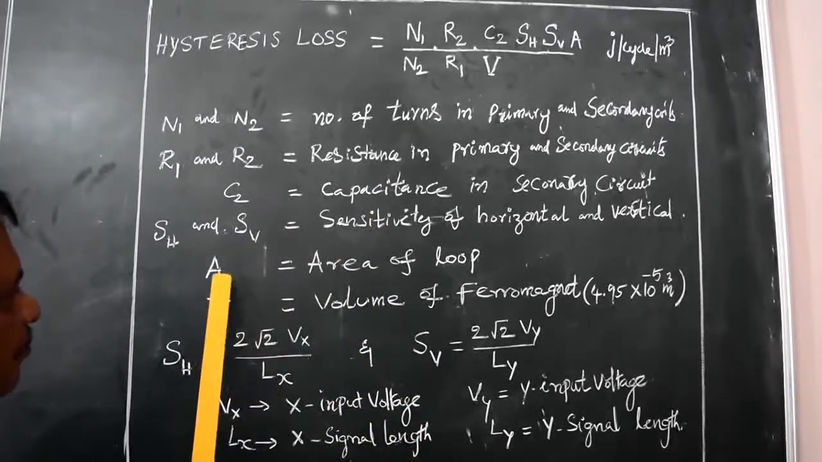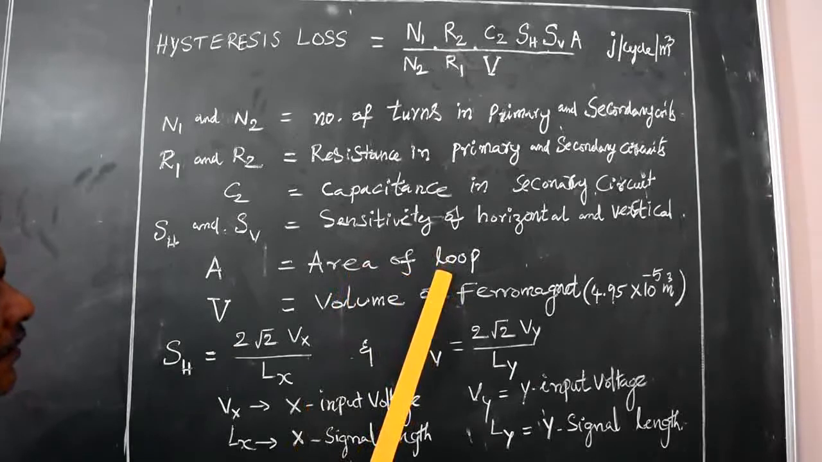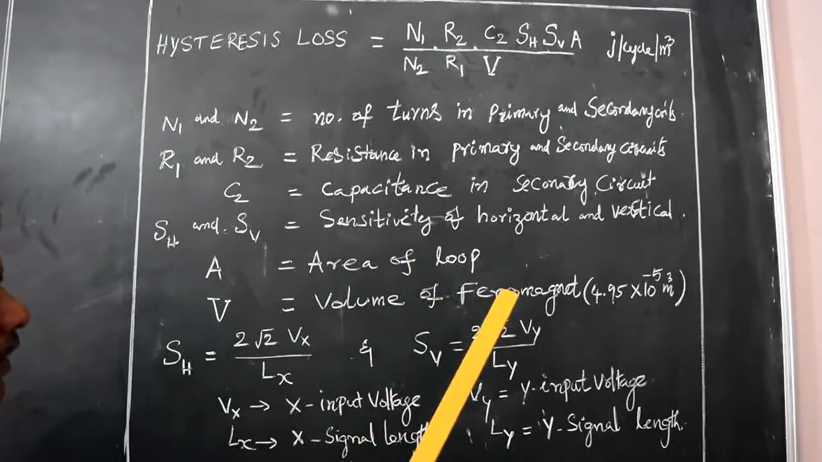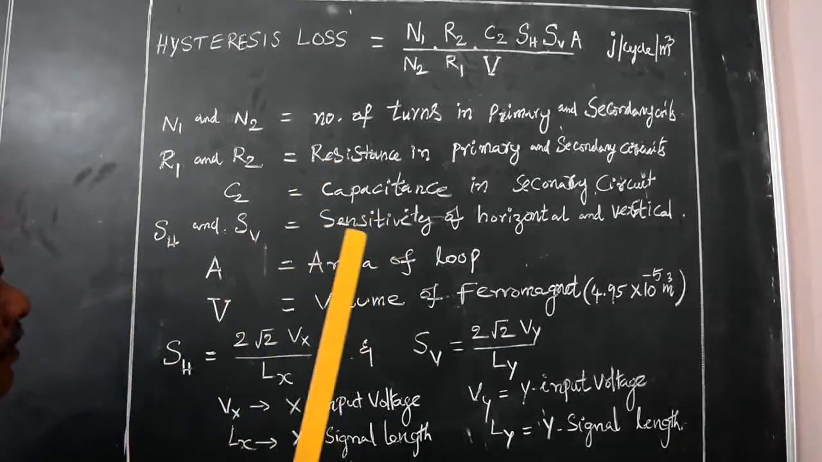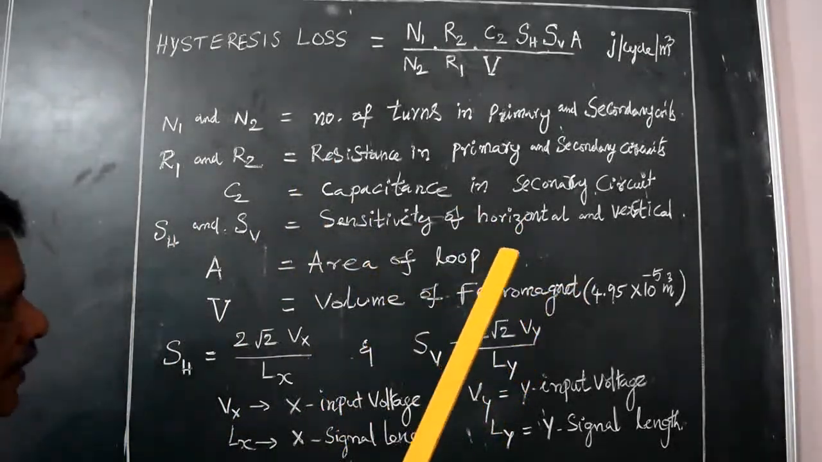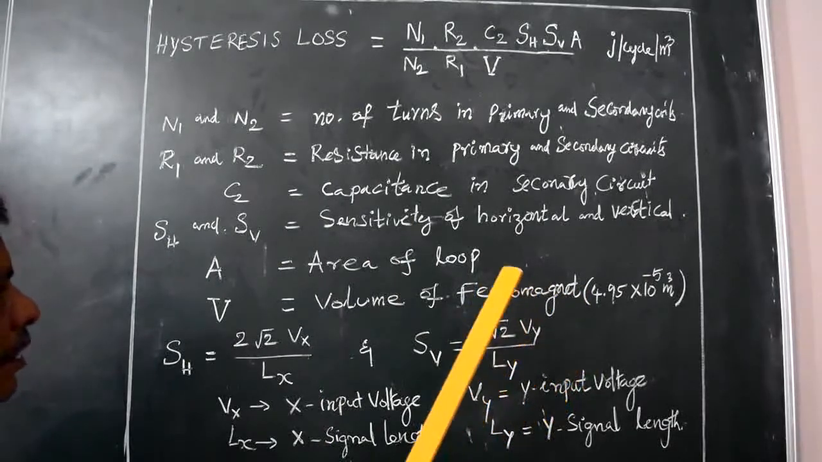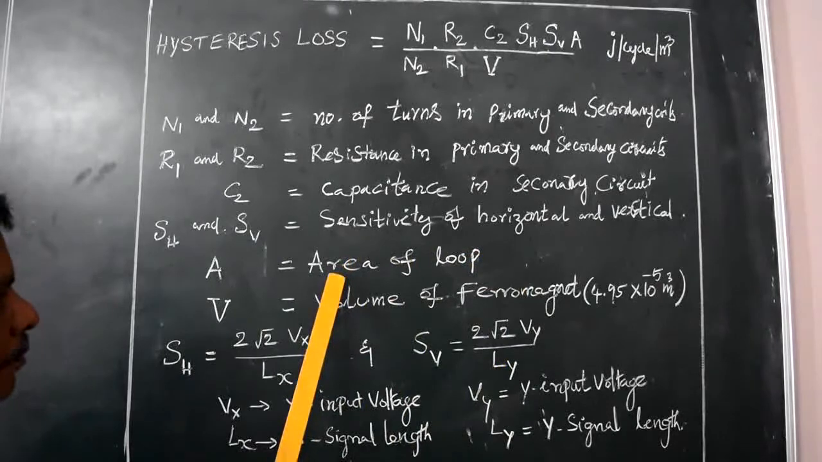Now what is A? The area of the loop. This area of the loop is calculated from the graph by tracing this BH curve on the trace paper and transferring it to the graph paper, and we will count the number of small squares, which gives the area of the loop. We will do this in the practical.